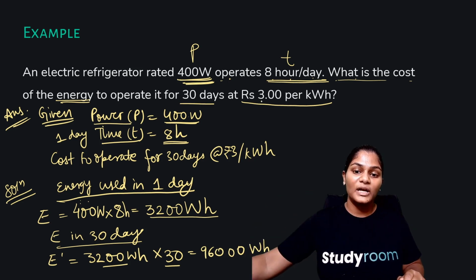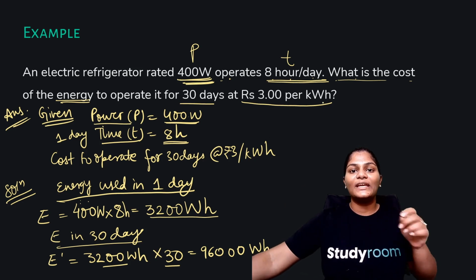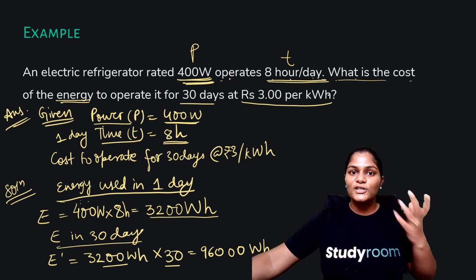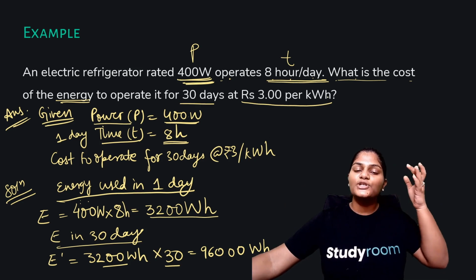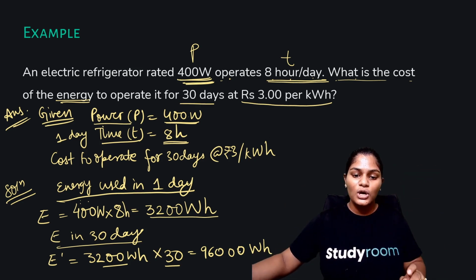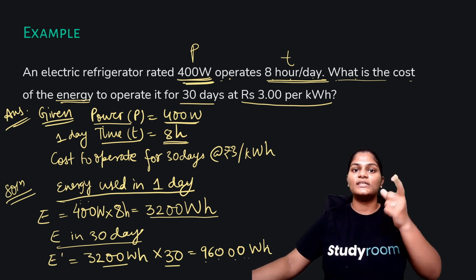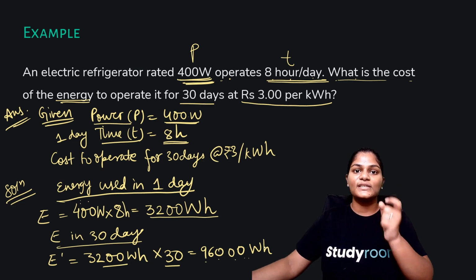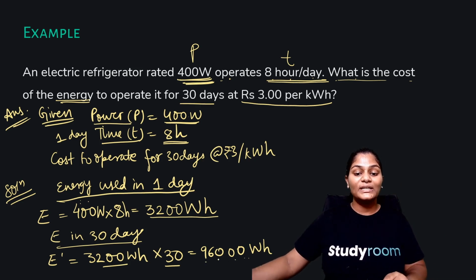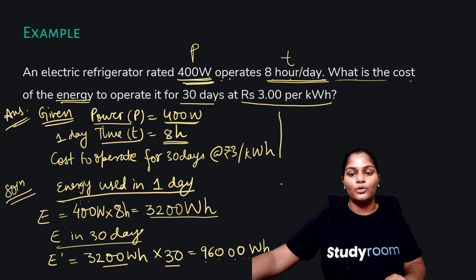But if you look at the money, it is given to me per kilowatt hour. So that should tell me that I need the energy in kilowatt hours only. So this is 96,000 watt hours, and I told you that 1000 watts is 1 kilowatt. So in 96,000, these 3 zeros are replaced by K, or the kilowatt.